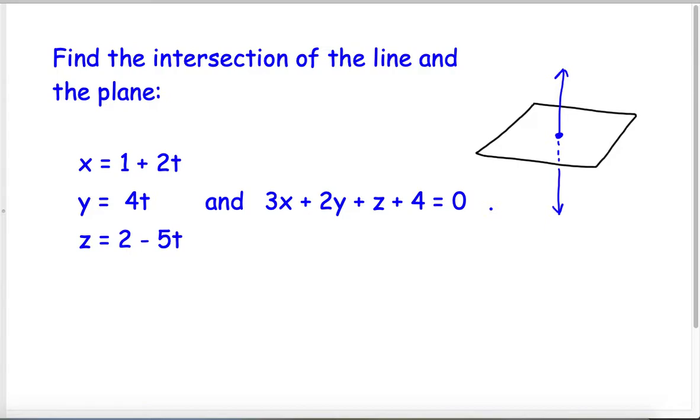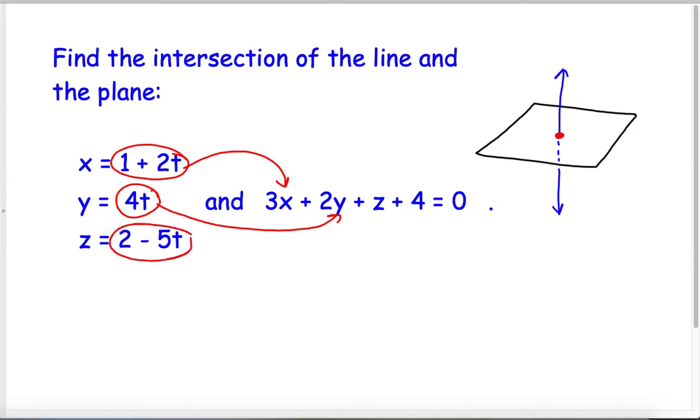So let's start with the assumption that it's going to intersect at a point. And so how are we going to find that point? Now, realize this. What does that mean? That means that the point, the coordinates for that point, the x, y, and z numbers, have to satisfy the line, but they also have to satisfy the plane. So once again, this is a system, and I can kind of set them equal to each other. So here's what I'm going to do. I'm going to plug in 1 plus 2t for the x, and I'll plug in 4t for the y, and 2 minus 5t for the z, and I'll solve this system.